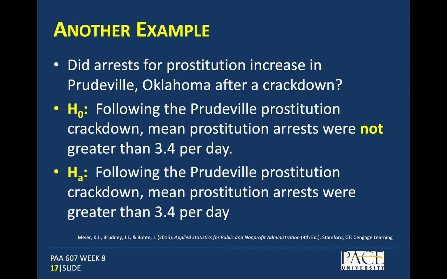So let's say we're wondering, for example, did arrests for prostitution increase in Prudeville, Oklahoma after a crackdown? So, just like the previous example, first thing we need to do is write a null hypothesis, the nothing happening hypothesis. So, in this case, following the Prudeville prostitution crackdown, mean prostitution arrests were not, nothing happening, greater than 3.4 per day, which happens to be the arrests that were happening before the crackdown.